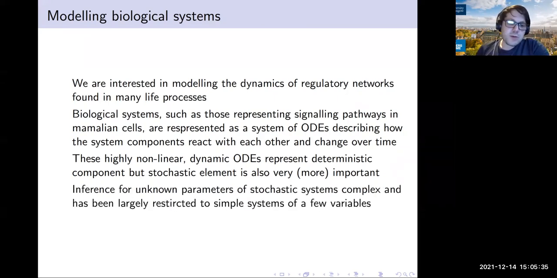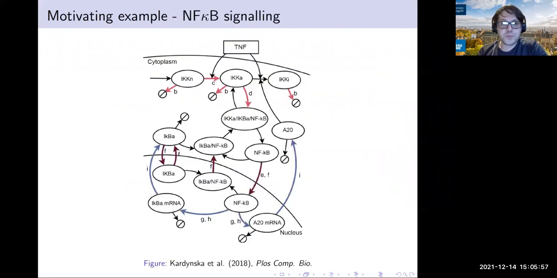Moving on from that, what I was particularly interested in is doing the parameter inference in these systems, but that's incredibly complicated and largely has been restricted to very simple systems with perhaps a few variables and a small number of parameters, because it's often very difficult to do inference in these types of stochastic models due to high numbers of parameters, the nonlinear dynamics of the systems, and the oscillations, which make it quite complex.